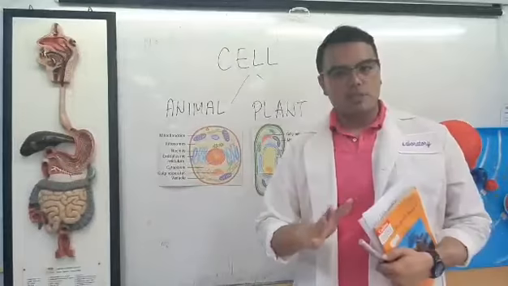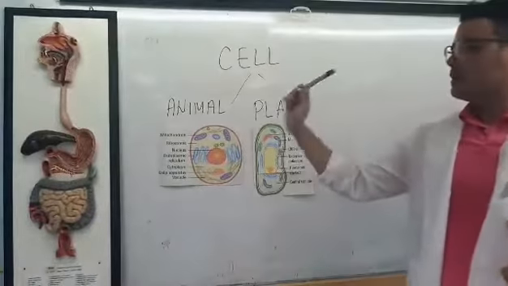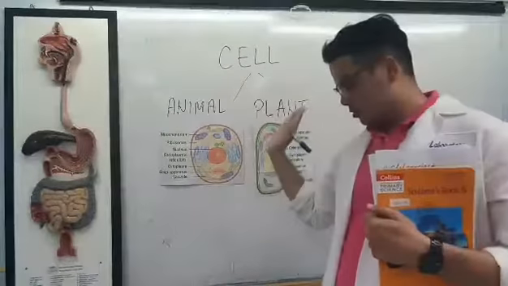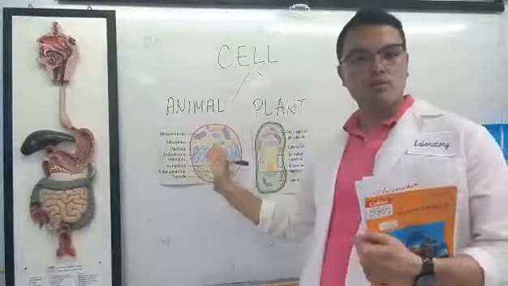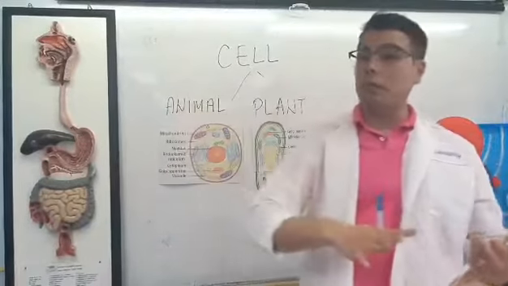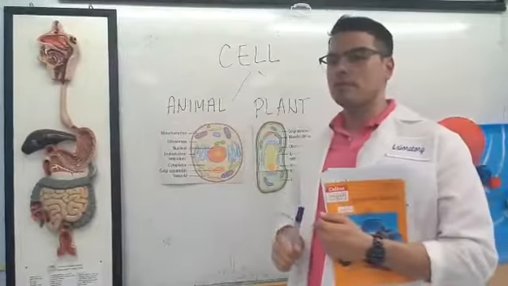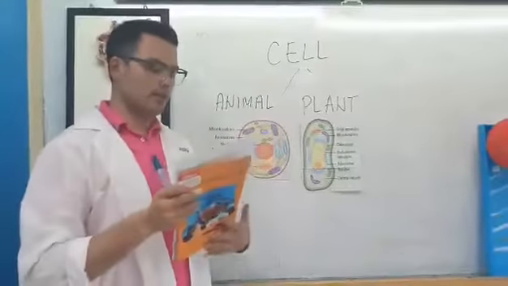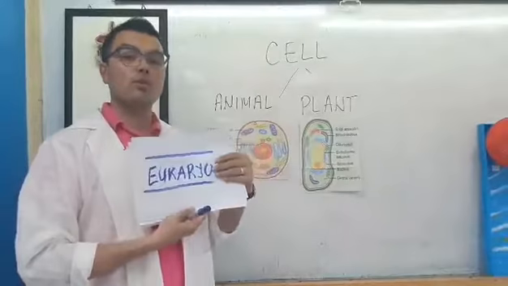In today's biology lesson, we are going to be talking about animal and plant cells. We are going to compare those two, and then we are going to see what their similarities are and what their differences are. So first, let's start with what their similarities are. They're both eukaryotes.